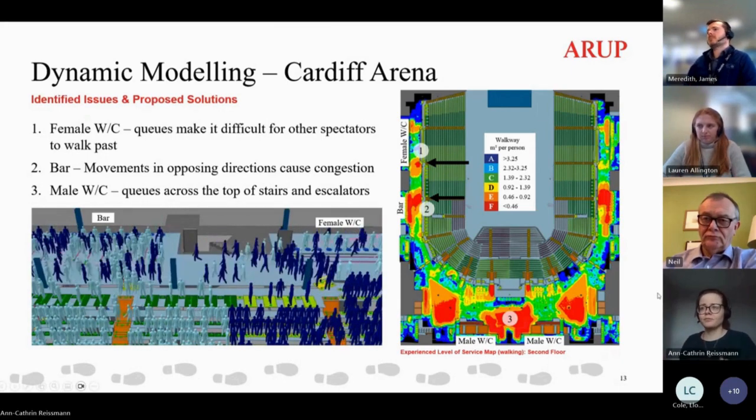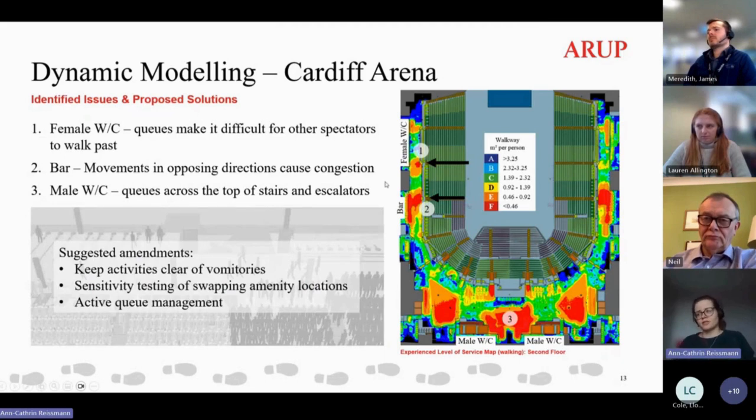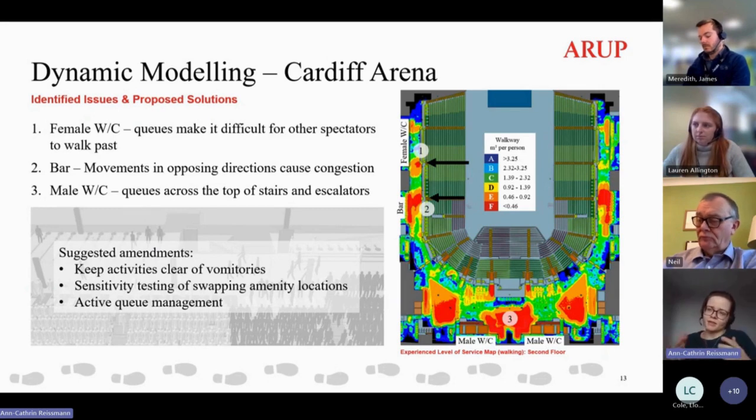In terms of suggested amendments to this layout specifically, we recommended keeping activities clear of the vomitories and the stairs just to minimize those overall movements in that space. We did also test a bit of swapping some of the amenity locations. So we swapped the bar with the accessible toilets, for example, just to give the bar a bit more space. And that removes those conflicting flows.